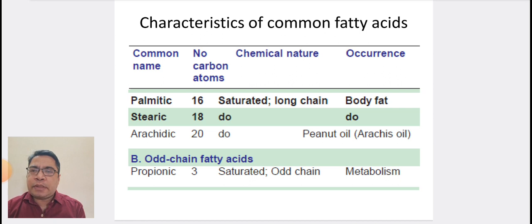Stearic acid. Its number of carbon atoms is 18. Chemical nature is saturated long chain, and occurrence is in body fat. Arachidic acid. Number of carbon atoms is 20. Chemical nature is same, and occurrence is in peanut oil. Coming to odd chain fatty acids. Propionic acid. Its number of carbon atoms is 3. The chemical nature is saturated odd chain, and occurrence is in metabolism.